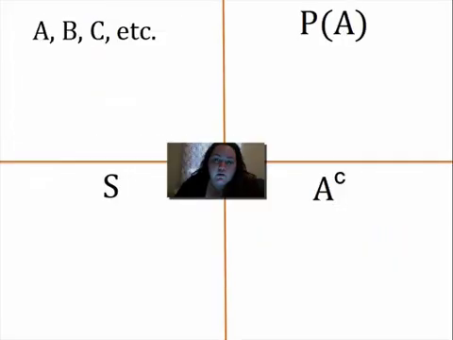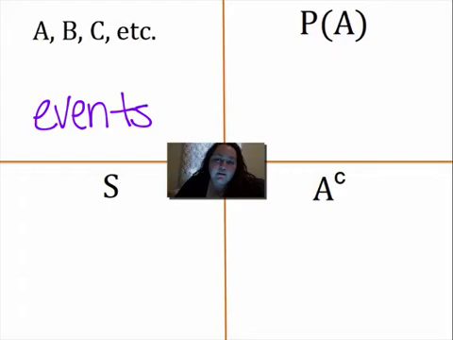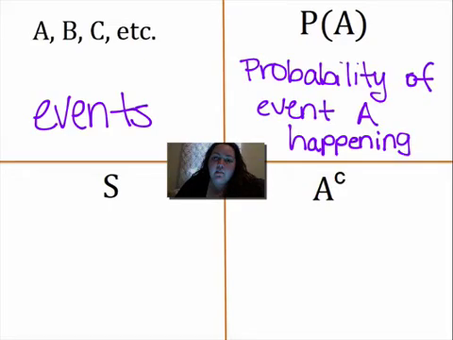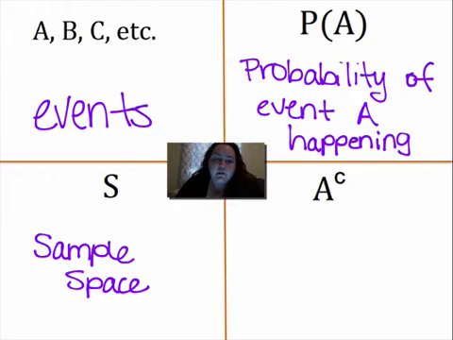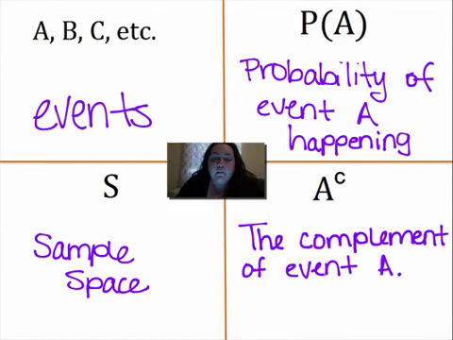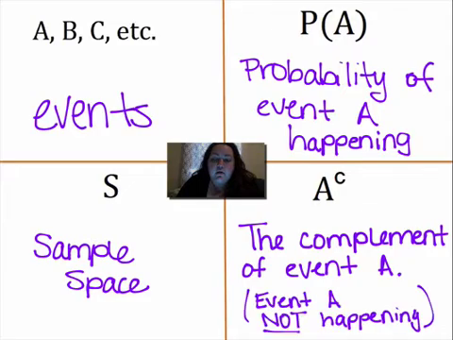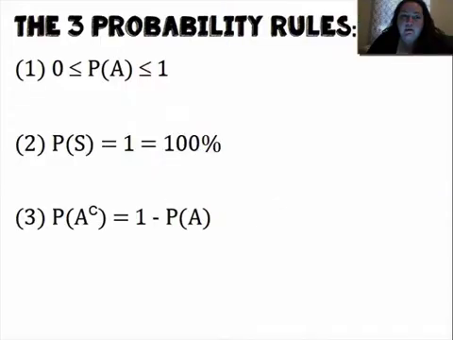Alright, so here's some different lingo of probability. A, B, C, those capital letters are your events. P of A means it's the probability of event A happening. S represents your sample space. And then A with the superscript C is the complement of event A, so event A not happening. If it has that little c, that's the complement. So it's always the opposite of whatever.